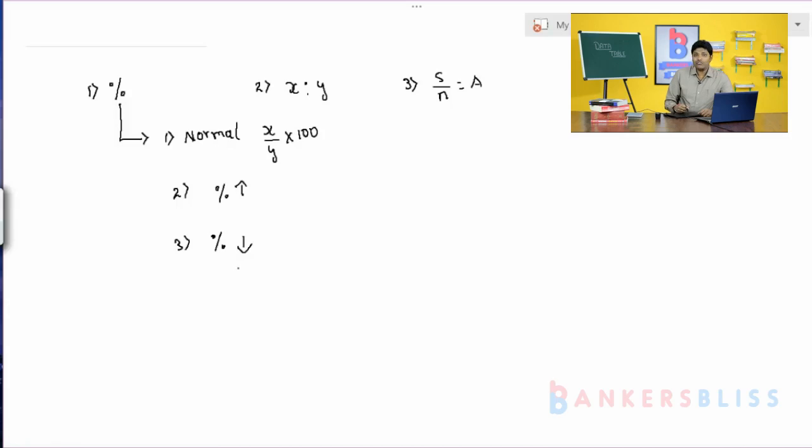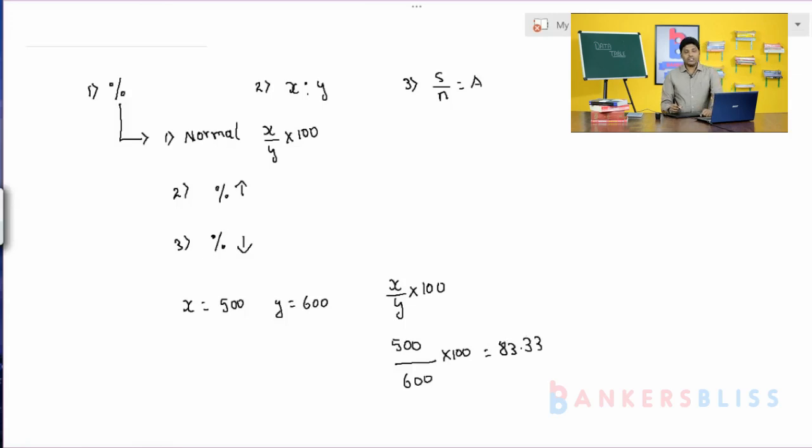For example, you have two data values, consider x is equal to 500 and y is equal to 600. Now you have to calculate the percentages. Percentage calculation of x with respect to y will be x by y into 100, that is 500 divided by 600 into 100. After simplification you are going to get 83.33.